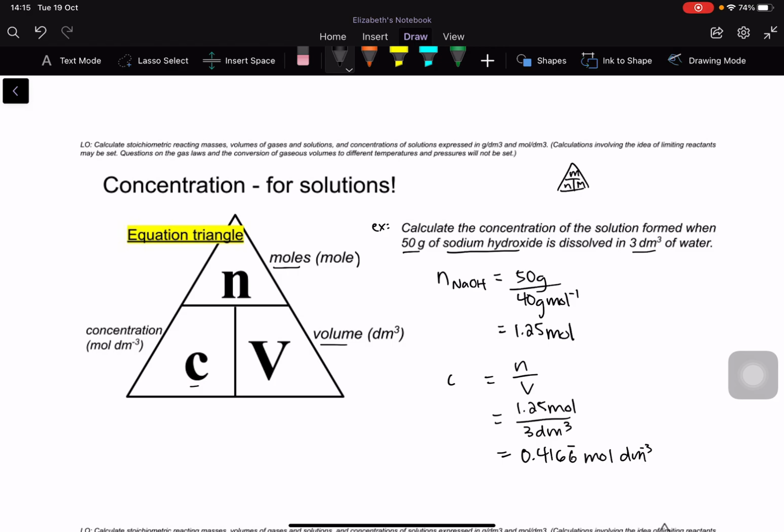Here, the only little tricky bit besides following the equation triangle that I showed at the beginning is that we actually have to convert our grams into moles using the original equation triangle that we saw last week.